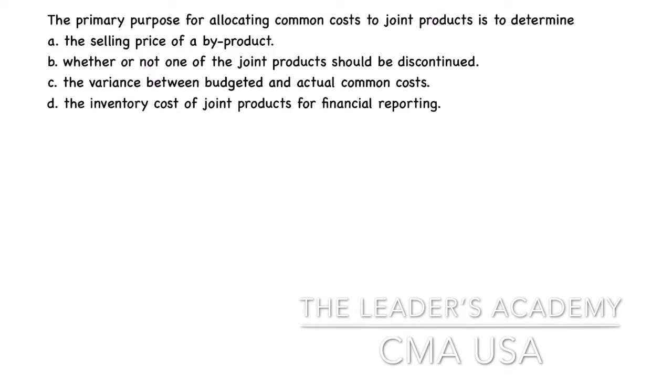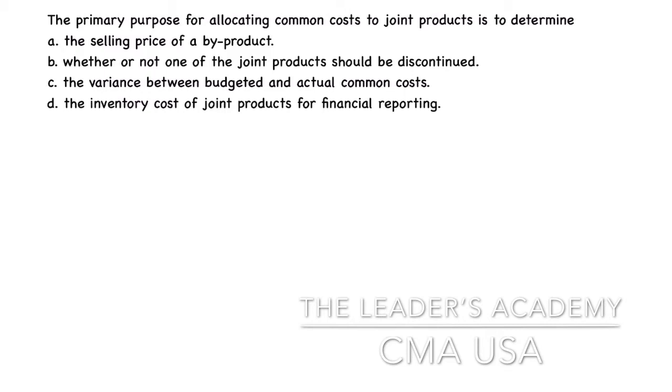The primary purpose for allocating common costs to joint products is to determine: option A, the selling price of a byproduct; option B, whether or not one of the joint products should be discontinued; option C, the variance between budgeted and actual common costs; option D, the inventory cost of joint products for financial reporting.